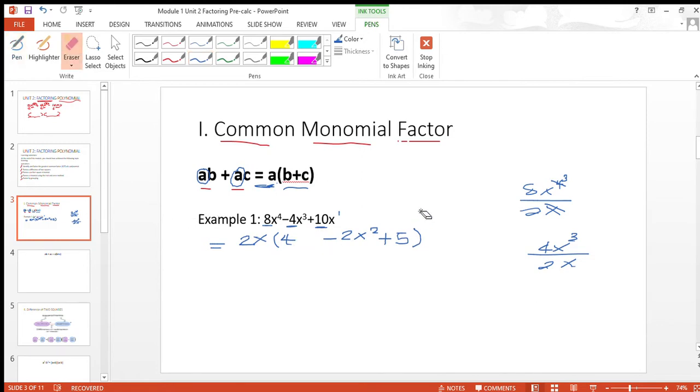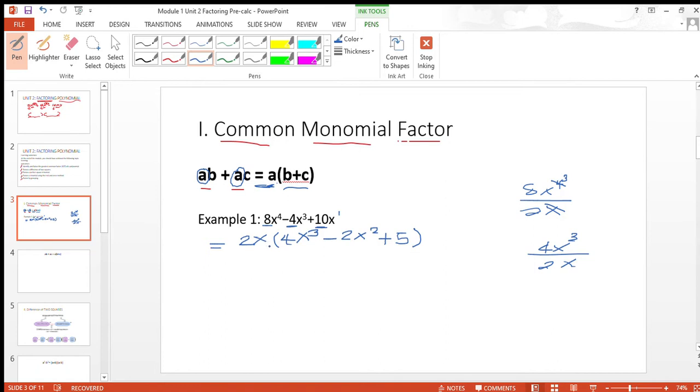That will be, no, that's 4... what was that? That should be x cubed. 4x cubed, we just fix that. 4x cubed minus 2x squared plus 5x.